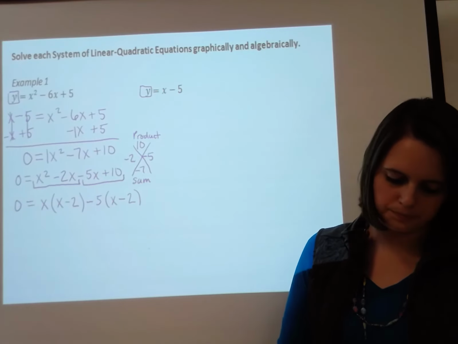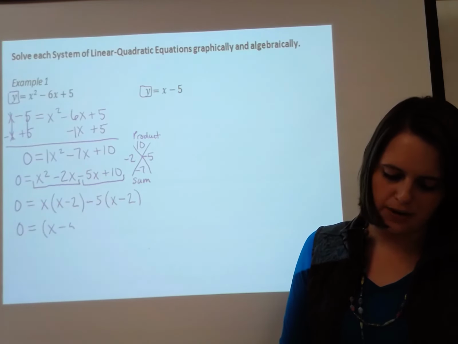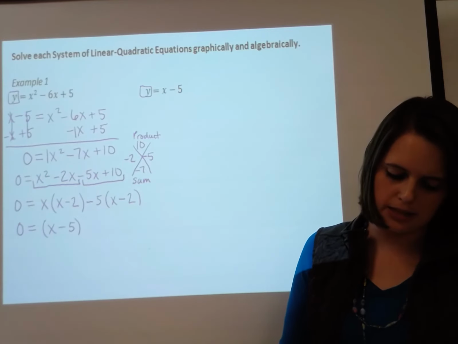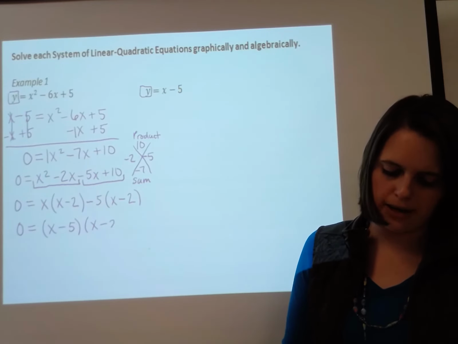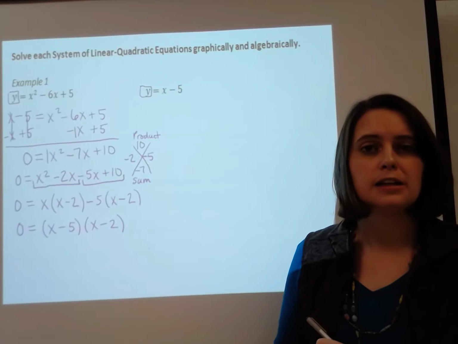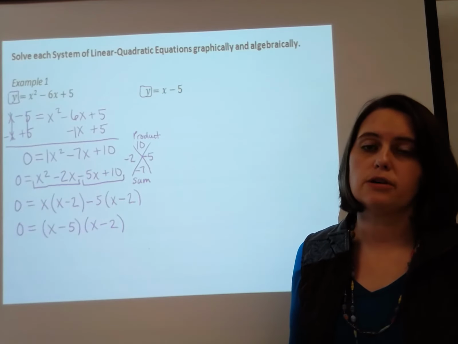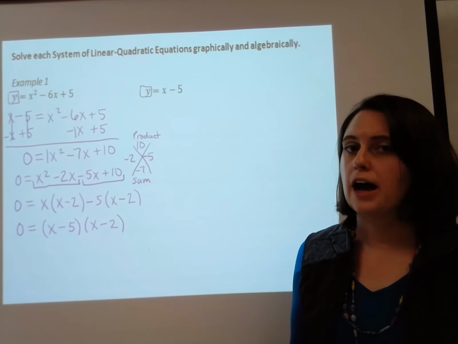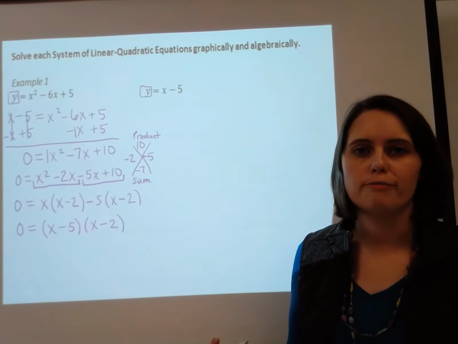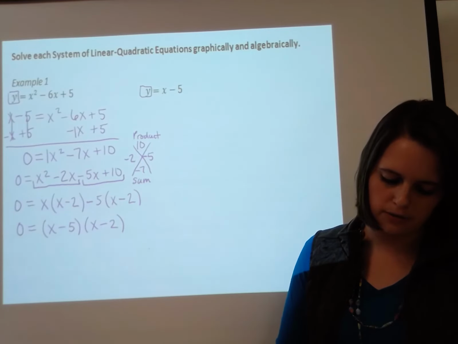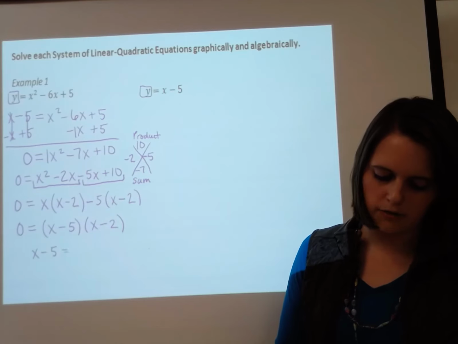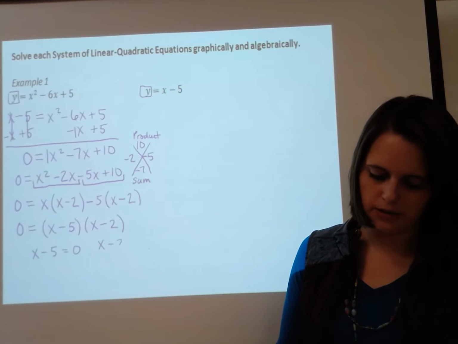Our leftovers do match. So to write our answers in factored form, we have x minus 5 that comes together and makes one parenthesis, and x minus 2 makes the other parentheses for our factor. We'll set each factor equal to 0 to actually solve. You're not done at just the factoring. You have to solve by factoring. So set them equal to 0 and solve each of those equations.